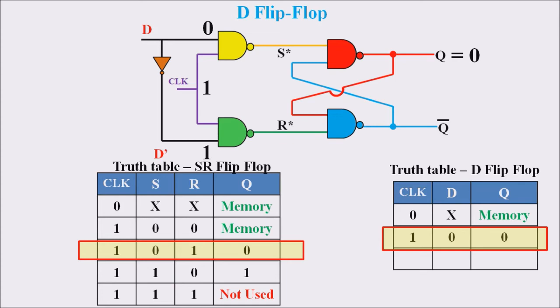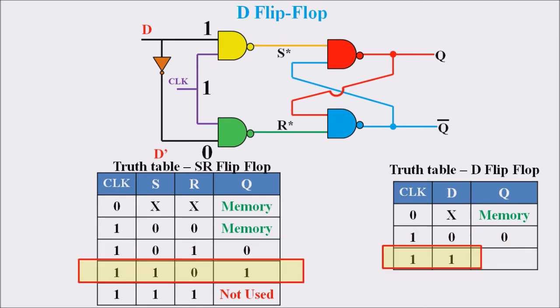And the next case is if clock equal to 1 and D is equal to 1. If the clock value is equal to 1 and the data value is equal to 1, then the complement value will be 0. That means the SR flip-flop's S value is 1 and R value is 0. So if we analyze the truth table of SR flip-flop with S equal to 1 and R equal to 0, the Q value will be 1. This simply means that in the D flip-flop's truth table with clock equal to 1 and D equal to 1, the output Q is equal to 1. So this is how the D flip-flop is working.